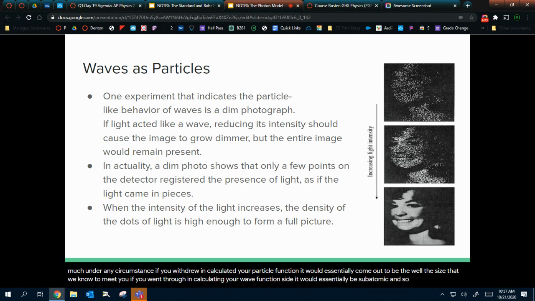And so basically, you can think of things as acting like a wave or acting like a particle, depending on which one of these functions is bigger. And since your particle function is bigger, you pretty much always act like a particle.